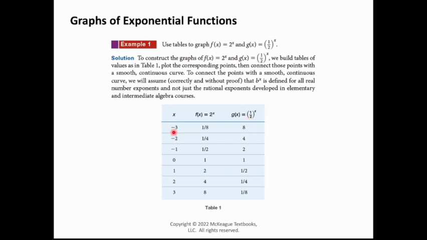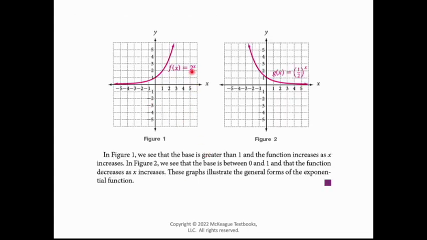When I start plugging in values here, if I plug in -3 here, the negative tells me to take the reciprocal, which would be 2, and then take 2 to the third power, that's 8. If I plug in -2 for the x, the negative tells me to take the reciprocal, which is 2, and then raise it to the power of 2, which is 4. So now looking at the graph, the 2 to the x, when we plot those points, we get an increasing function. And then when we graph 1/2 to the x and we plot those points, we're going to get a decreasing function.